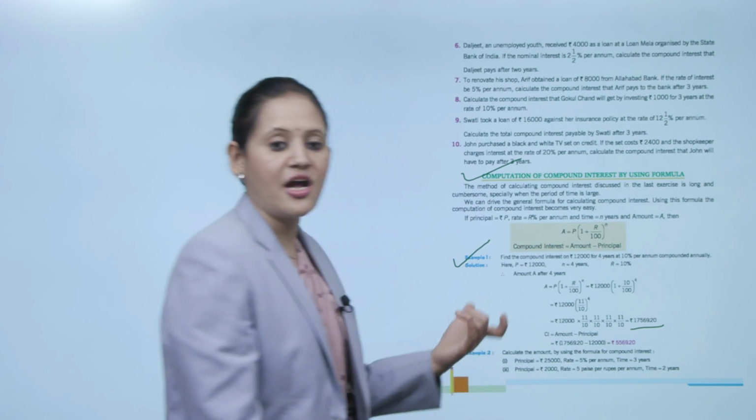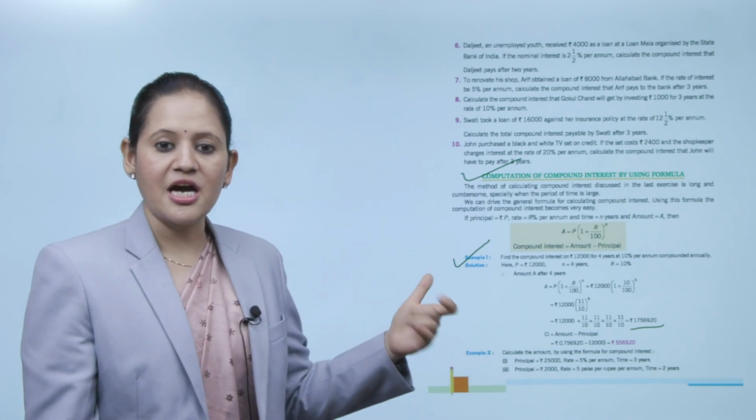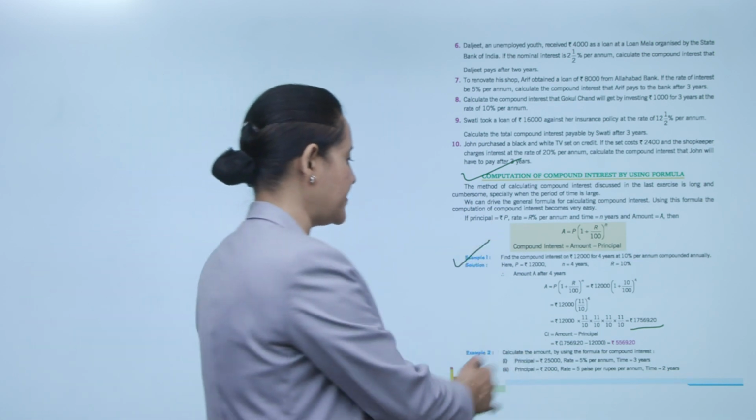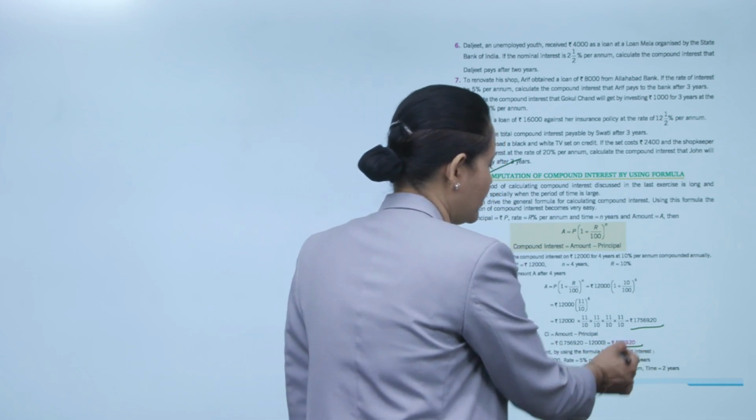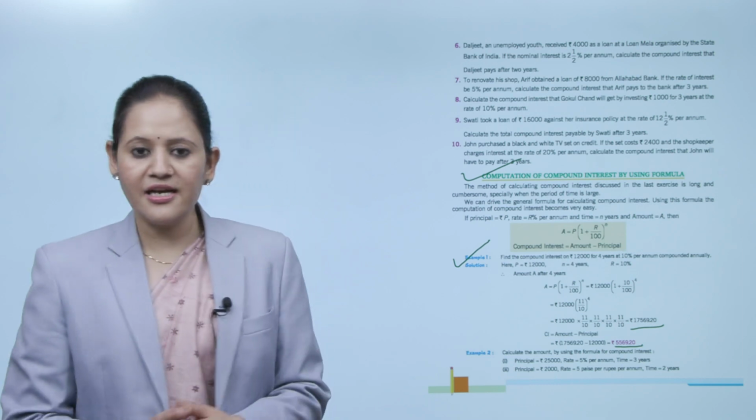17,569.20. This is the amount. So compound interest is amount minus principal. So we will subtract the principal, that is equal to 5,569.20 rupees. Clear?